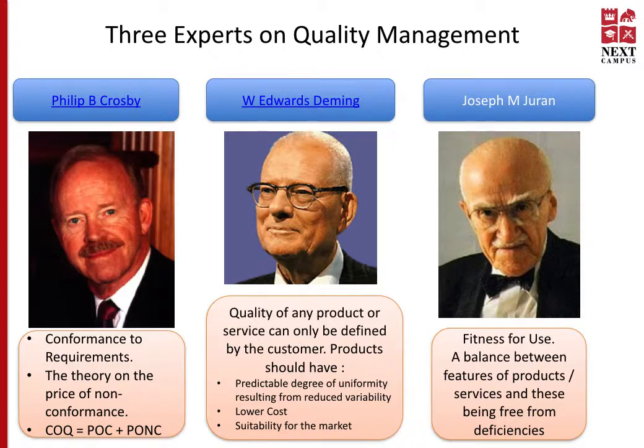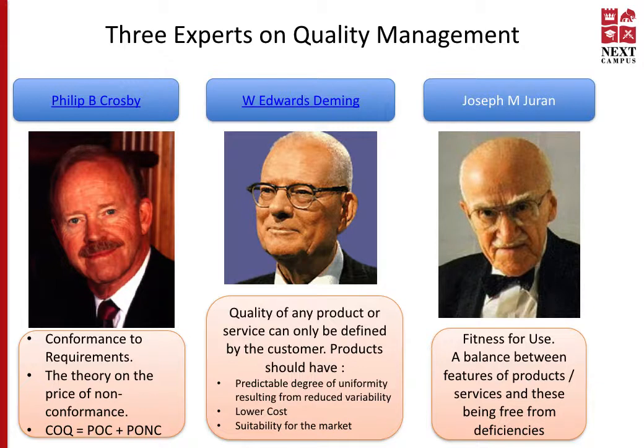Right, so let's get to the three experts on quality management: Philip Crosby, Deming, and Joseph Juran. These are the three quality gurus that influenced organizations to look at quality from a completely novel perspective. Philip Crosby talked about conformance to requirements, which we just discussed in one of the slides before. His theory was that the cost of quality should be equal to price of conformance and price of non-conformance. And price of non-conformance should be driven down to zero.